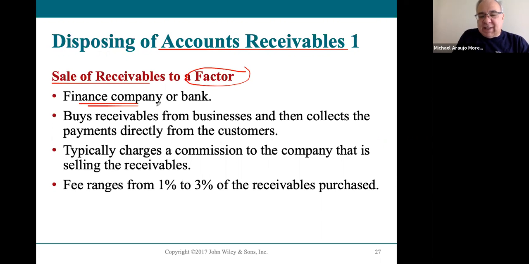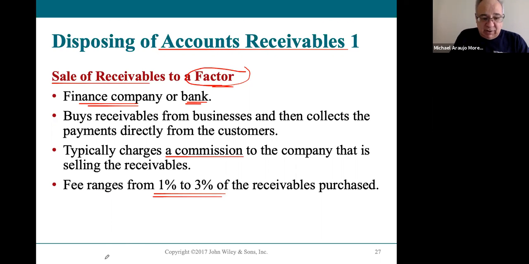Factors can be either finance companies that specialize in this. Some banks have operations that specialize in the collection of accounts receivable as well. When a business sells its receivables, they are not going to collect the full value of the receivables because the factor, the company that's buying these receivables, charges a commission. Which means that the business selling them is not going to get full value.